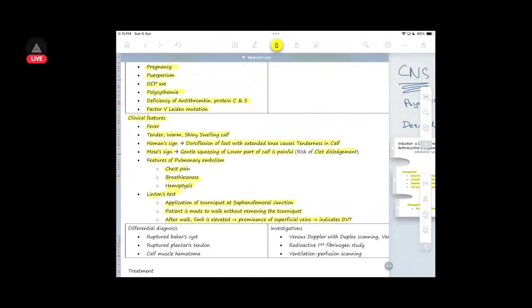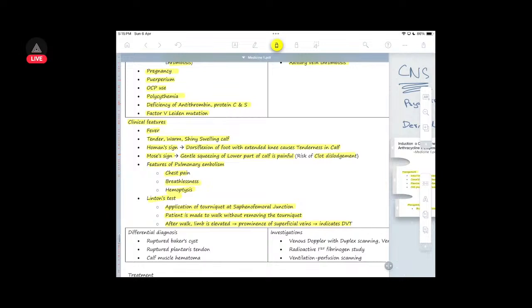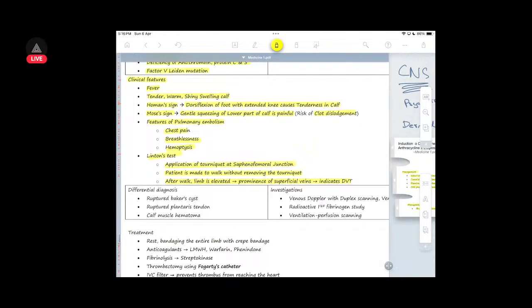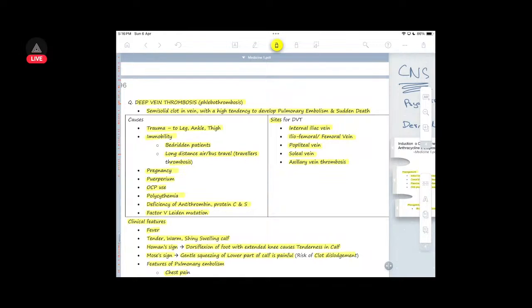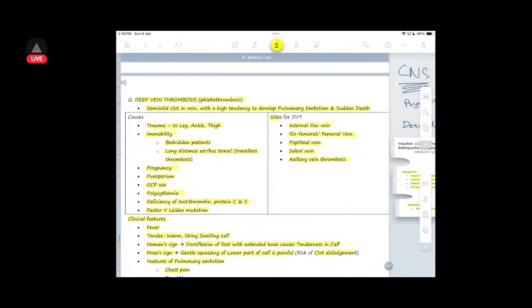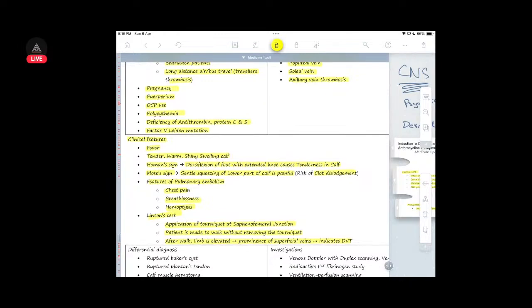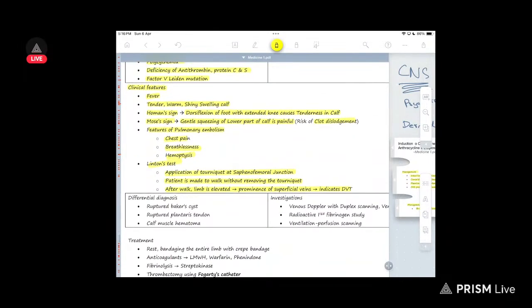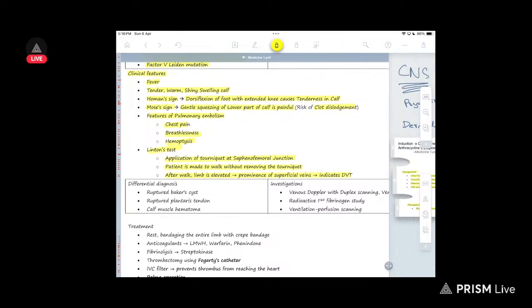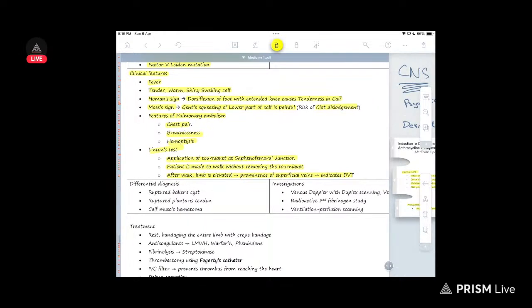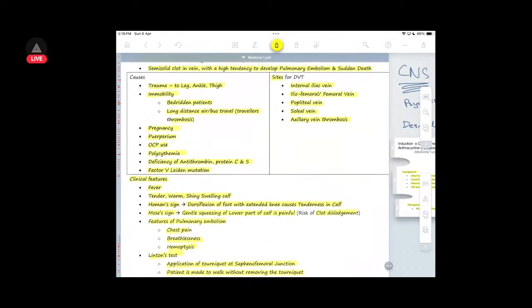I mean, features of the pulmonary embolism, you remember. Moses sign is painful. Dorsiflexion of foot with extended knee causes tenderness in the calf. That you should remember. Okay, then after this, make them walk, limb is elevated, prominence will be seen.